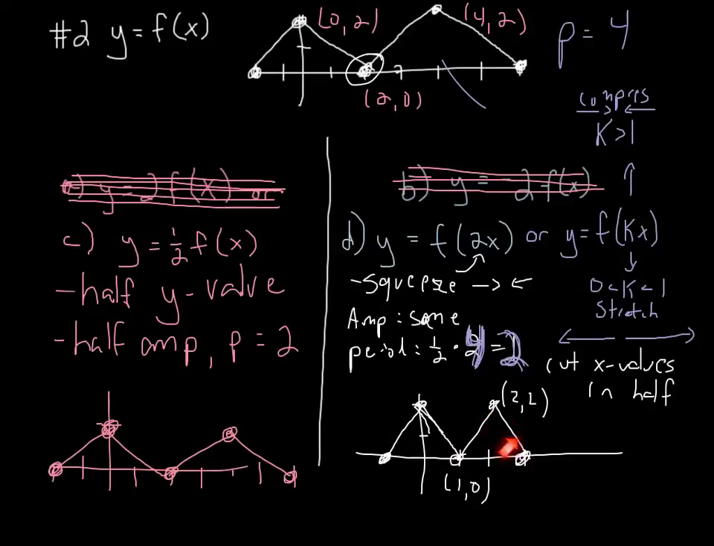Up, down, up, down, up, down, up, down. How long does it take to go through one up, down, up, down? It goes from 1, 2 to 3. 3 minus 1, 2 units. That's a period right there. Here's a period up here. It's 4 units. Cut 4 in half, 2 units. Man, I did not bring my A game today.